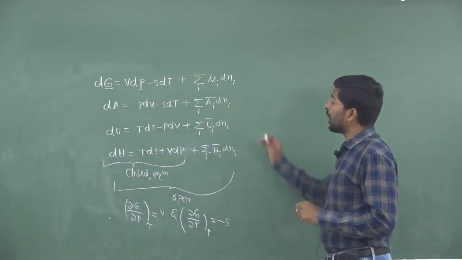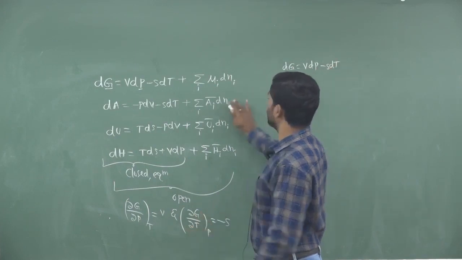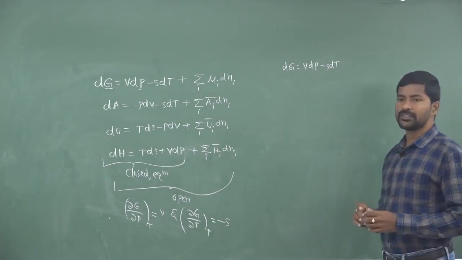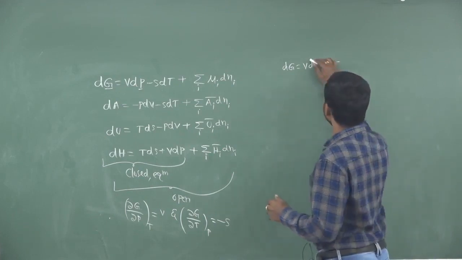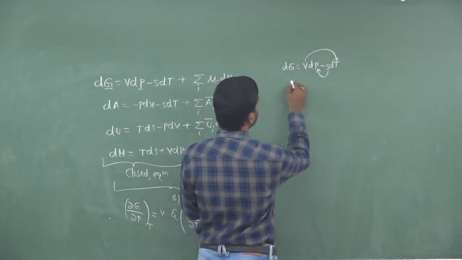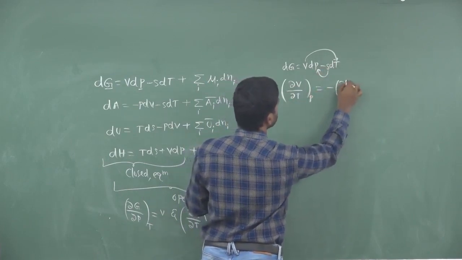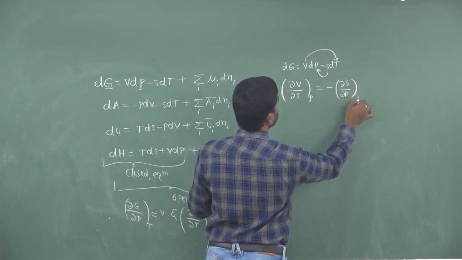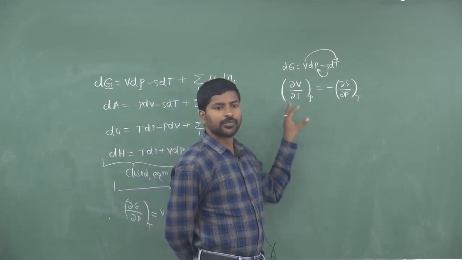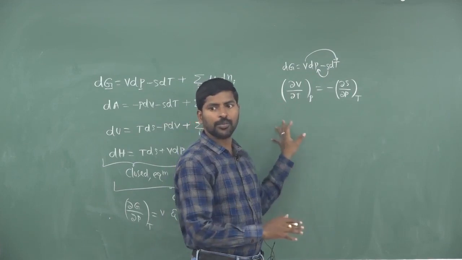And next one, Maxwell relations. If you have dG = VdP - SdT, very important. These Gibbs equations and Maxwell relations are important for all competitive exams. How to get the Maxwell relation for G? Simply we follow like this: dou V by dou T at constant pressure is equal to minus dou S by dou P at constant T. Various questions are given based on Maxwell relations: which of the following Maxwell relations is correct, which is not correct. They give 4-5 relations and ask how many of them are correct.